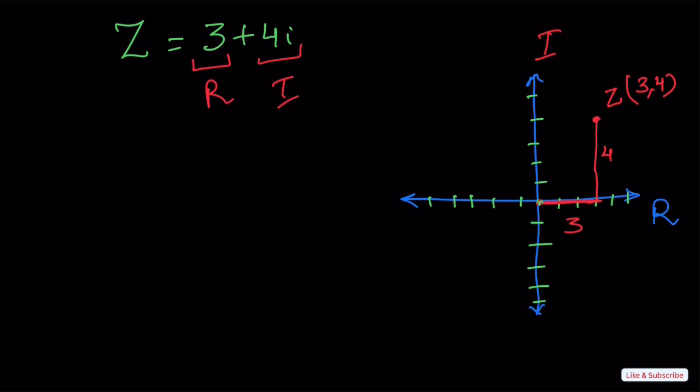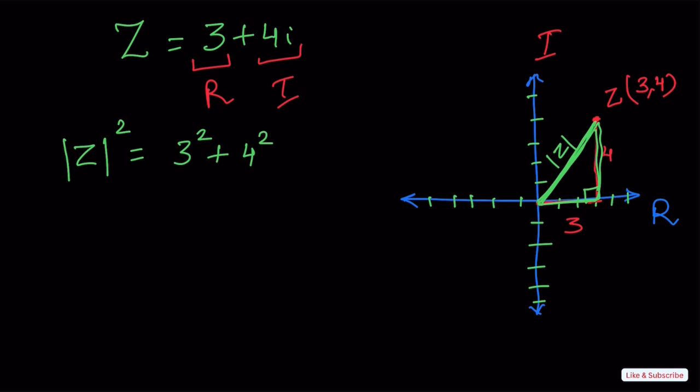Now if you join the origin with that complex number, this distance from the origin to the complex number is called the absolute value of that complex number. How will we calculate it? Now if you look at this triangle, this is a right triangle, right? In a right triangle, the square of the hypotenuse is equal to base square plus altitude or perpendicular square. Now I want to get rid of that square, so I'll take the root on both sides. In this case, I'll ignore the negative value because the distance cannot be negative.